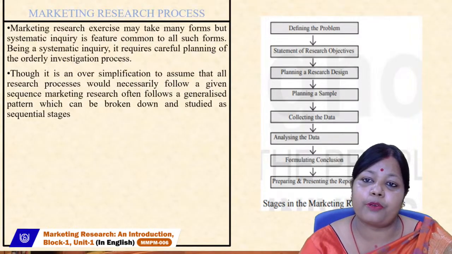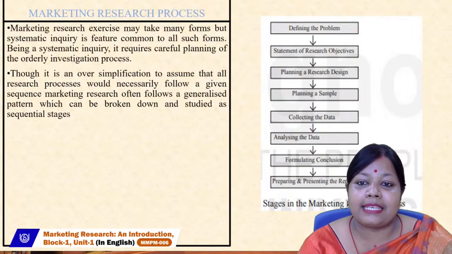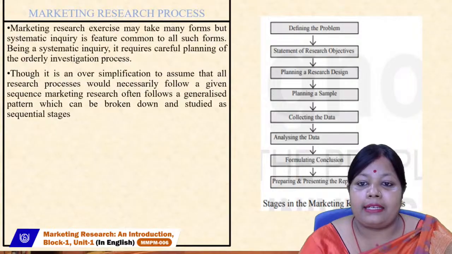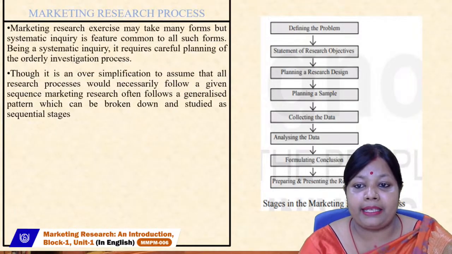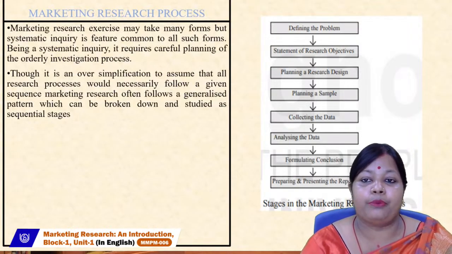Here you will see the process. The first is defining the problem. Second is statement of the research objectives. The third one is planning a research design, then planning a sample, then collecting the data, analyzing the data, formulating conclusions, preparing and presenting the report.